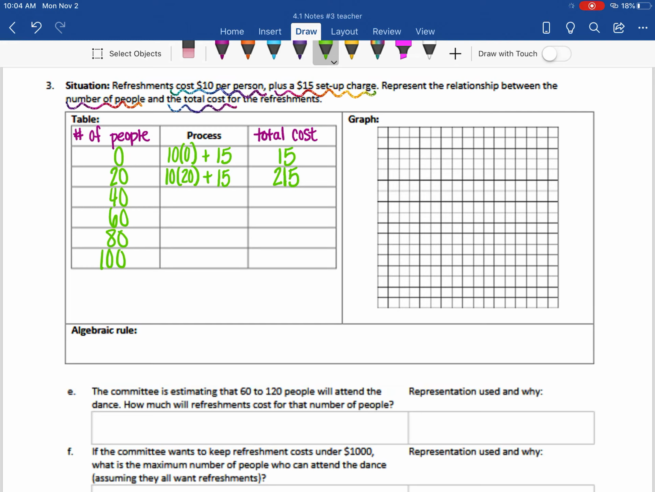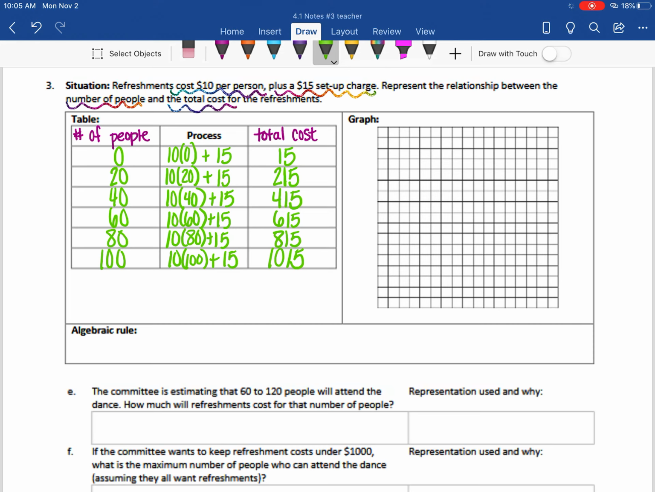All right, let's look at 40. $10 times 40 people gives us $400 plus 15 is $415. And I'm just going to continue the same process to fill in the rest of the table. All right, so there's a bit of data right there. So let's go ahead and let's set up our graph.